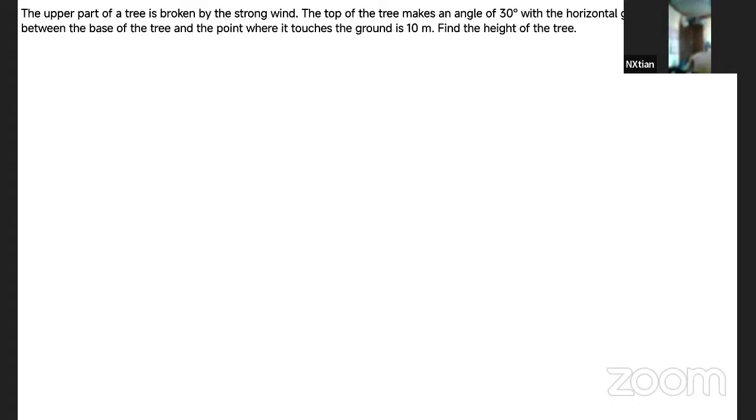Ezekiel, read the question, please. The upper part of a tree is broken by the strong wind. The top of the tree makes an angle of 30 degrees with the horizontal ground. The distance between the base of the tree and the point where it touches the ground is 10 meters. Find the height of the tree. Yeah. So H for Hannah, your turn.